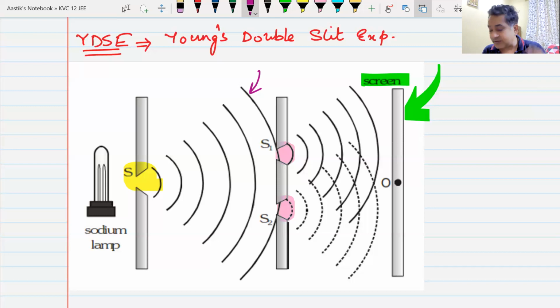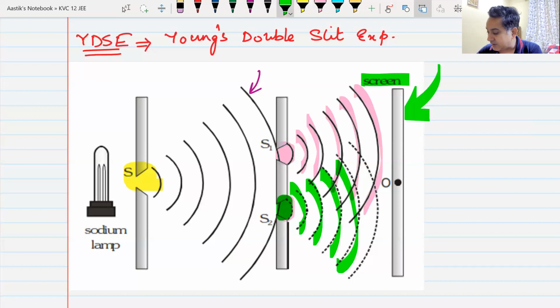So I have two coherent sources produced from a single source by division of wavefront, and then I am making the wavefronts coming from these two sources interfere. These are the wavefronts of the first source. If I call this green, these are the wavefronts coming from the second source, and they are going to interfere on the screen. At some points on the screen you are going to have constructive interference, and at other points destructive interference. Do we understand this?